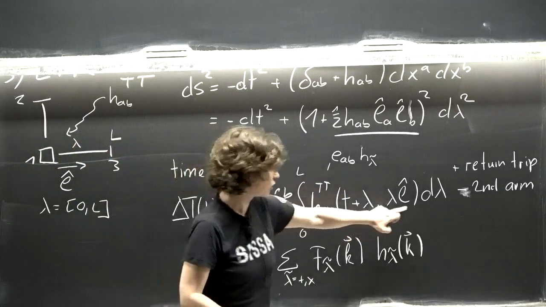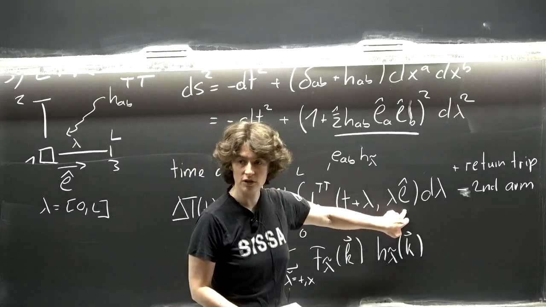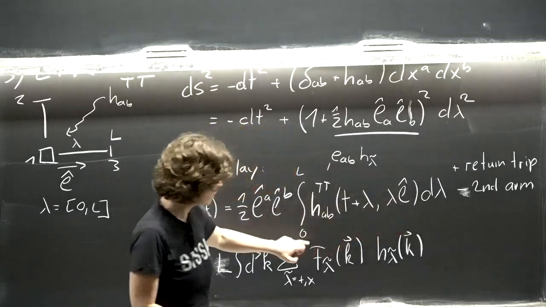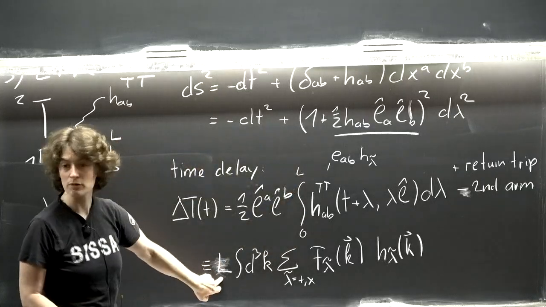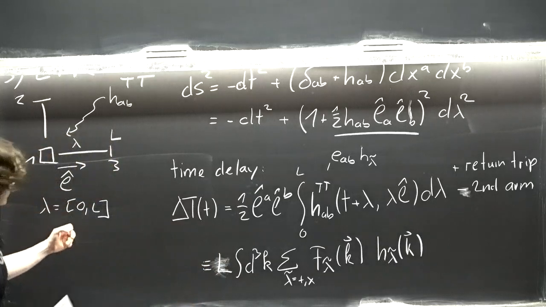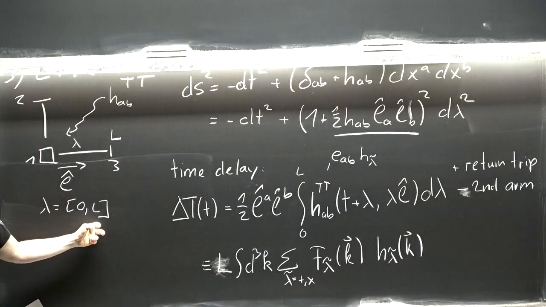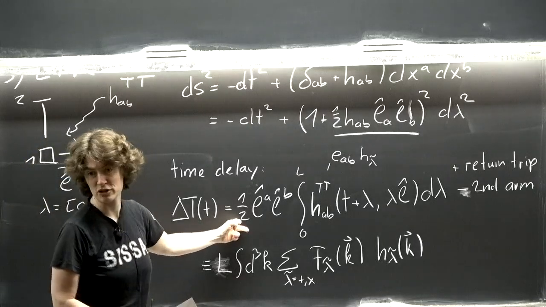So this is the argument, right? It depends both on time and on position. The L comes from doing the integral from 0 to L, and that's the L that then goes up front. It's a matter of convention, right? I could also have said lambda goes from 0 to 1, and then I would have had the L showing up already in this expression.